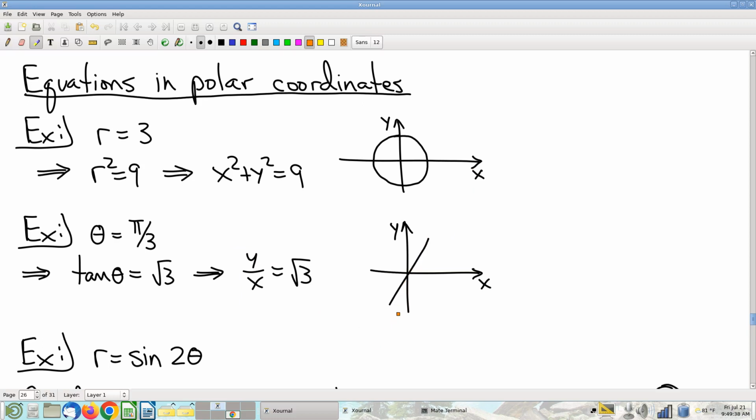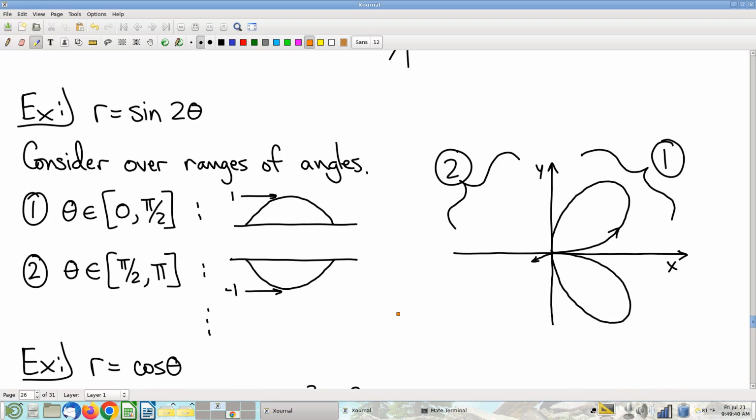Okay. Sometimes it doesn't work out so nice. Sadly. Frustrating, but true. So, for example, let's look at this equation right here. r equals sine of 2 theta. Tricky little thing. We have to break this down into pieces. I'm going to break this down into chunks of angles.